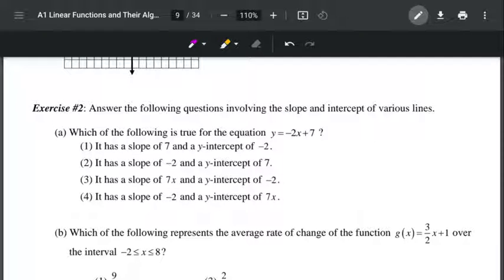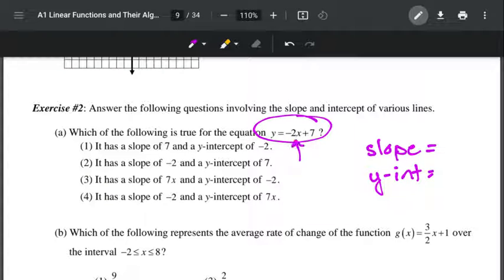So exercise 2, it says answer the following questions about slope and y-intercept. Part A, which of the following is true for the equation y equals negative 2x plus 7? When I look at the options, I see all the words slope and y-intercept. So I'm just going to write my answer off to the side, that way I won't get mixed up by what I'm reading. In this problem, our slope is negative 2 and our y-intercept is 7, which is that one.